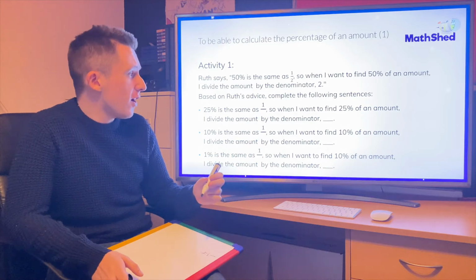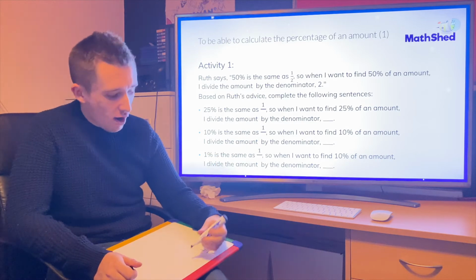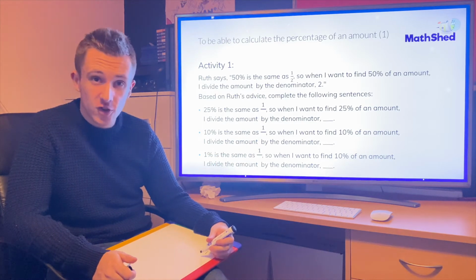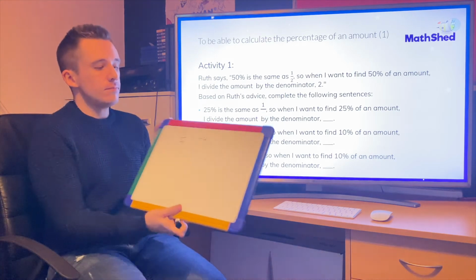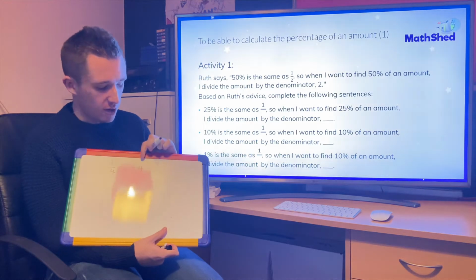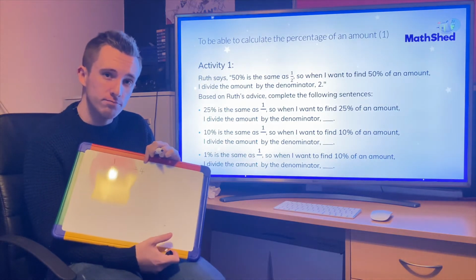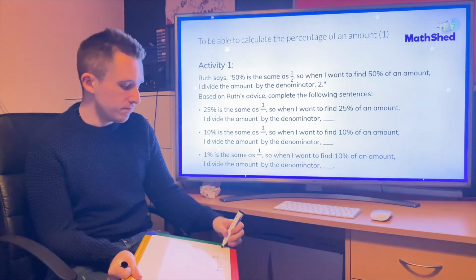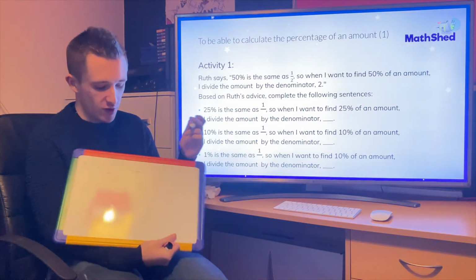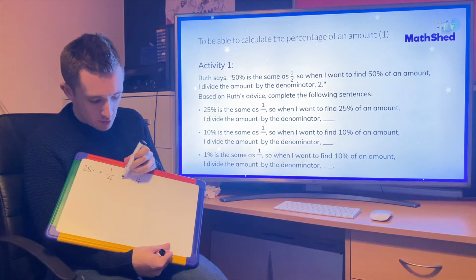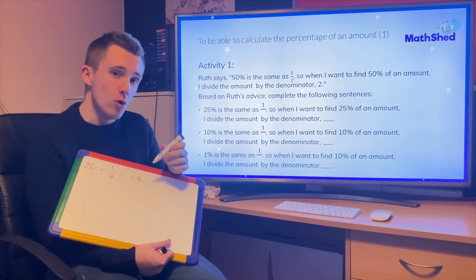So when I want to find 25% of an amount, I divide the amount by the denominator, which is 4. To find 1/4, I divide by 4. 25% equals 1/4, so I would divide by 4.